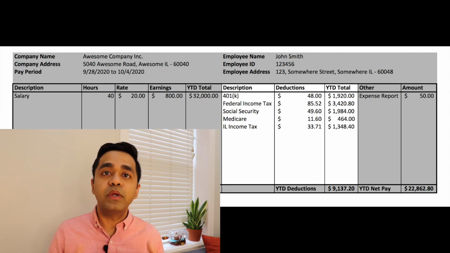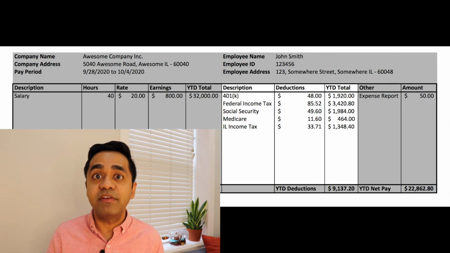All of these amounts are withheld from John's paycheck every week. These taxes may be self-explanatory, but just in case they're not, the federal income tax goes towards the federal government to pay for everything, including defense, infrastructure spending, payroll for all the federal employees, and any other thing that the federal government has to pay for.